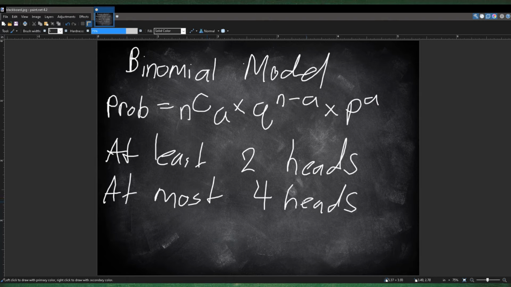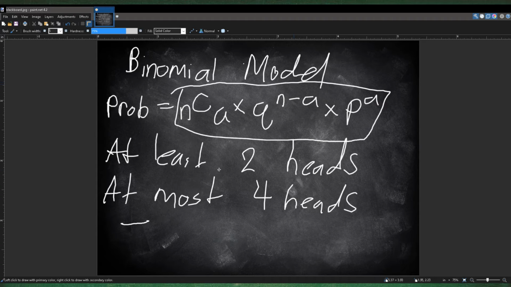So at least, so it's 2 to 4 heads basically. So at least 2 and at most 4. So basically how you do this is using this general idea. You kind of just have to know this formula. This formula is really important to know for binomials.